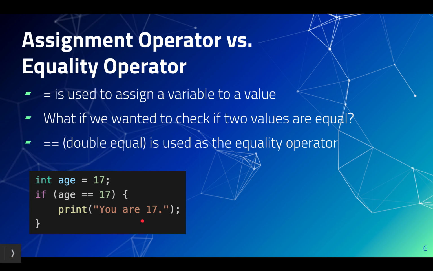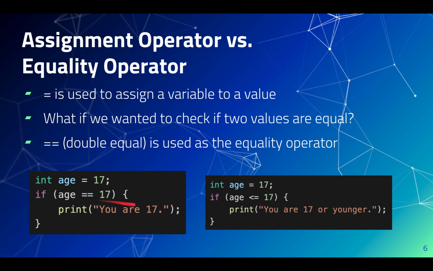So as you can see here, both are used. First we assign 17 to age, and then we check if 17 is equal to age. You have to use the double equal signs just like this, or your program won't run if you had a single equal sign in this if statement. Now if you wanted to do a less than or equal to sign, you would first have a less than sign, and then an equal sign. This works for greater than or equal to as well.